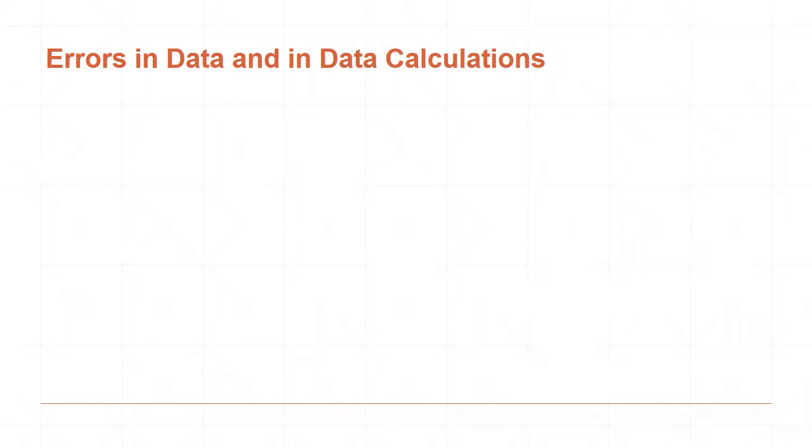Let's talk about errors in data and our data calculations. Error is a fact of life in scientific measurements. You want to, of course, try to minimize it, and there are ways to do that, but we have to acknowledge that error will be present and find a way to quantify it.